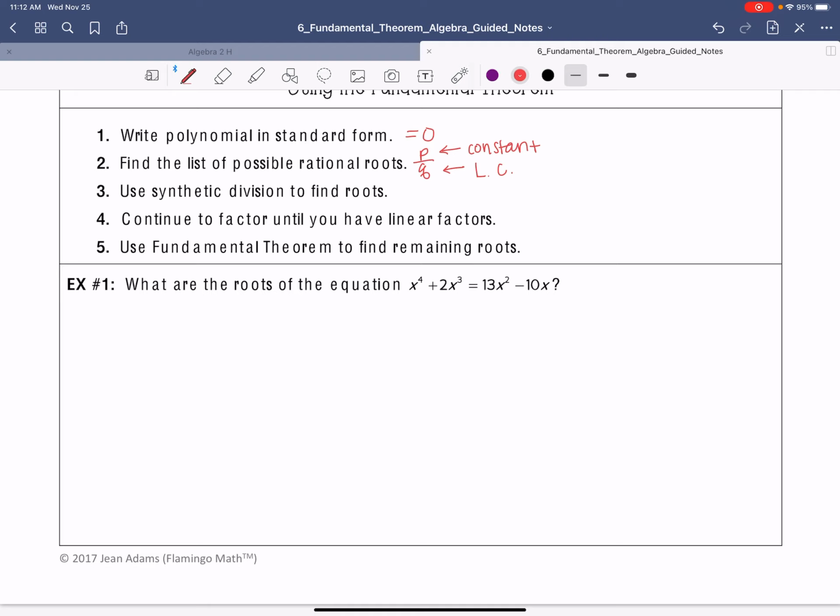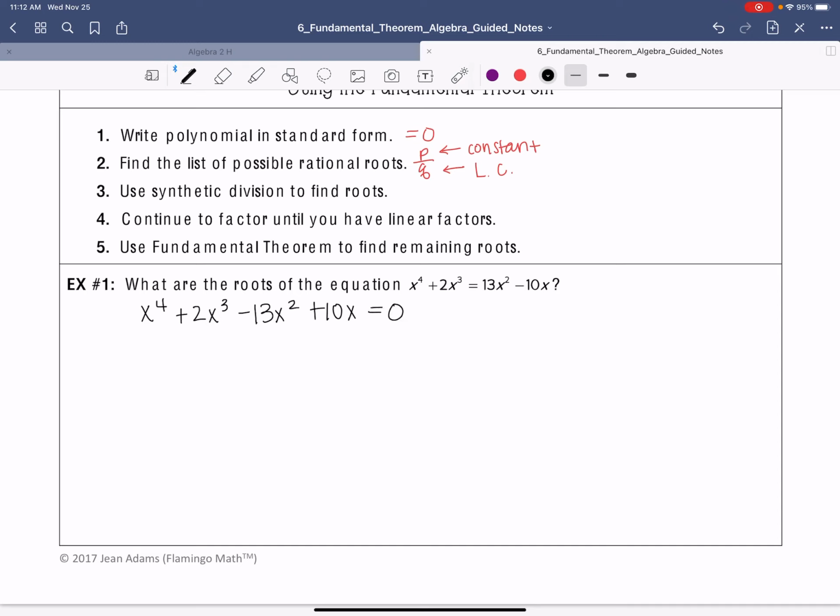So here we go, looking at our first one. What are the roots of the equation x to the 4th power plus 2x cubed equals 13x squared minus 10x? Step 1, get this in standard form. So we're going to have x to the 4th power plus 2x cubed minus 13x squared plus 10x equals 0.